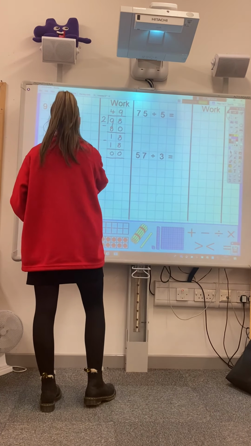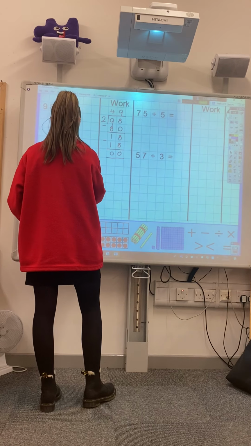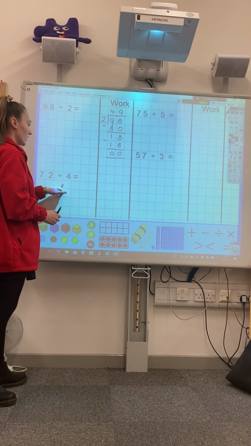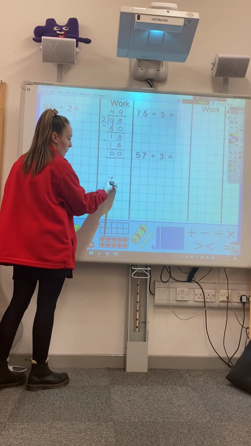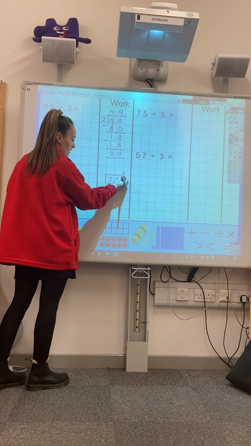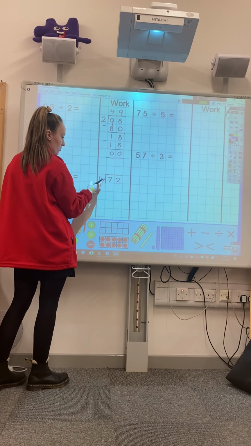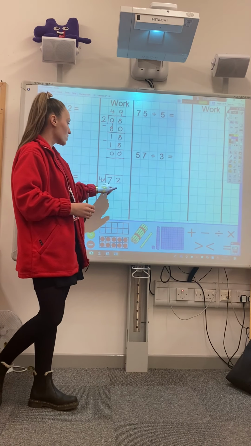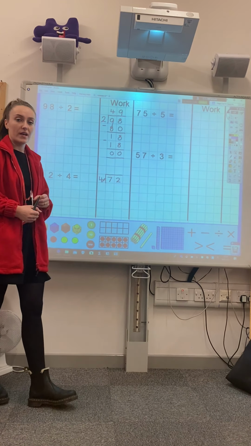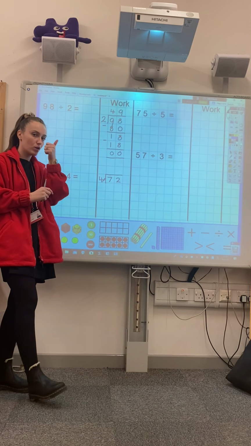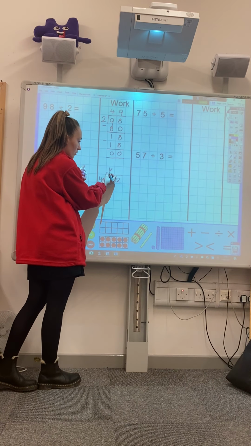Let's move that one down here. So now I've got 72 divided by 4, and again I'm going to set it out like I did up here. So I've got 72 divided by 4, so my 4 goes at the side because that's the number I'm dividing by. Now I need to see how many 4's go into 7. So if we count our 4 times table, I've got 4, 8. 8's too many, so we've only got 1 4 that goes into 72.